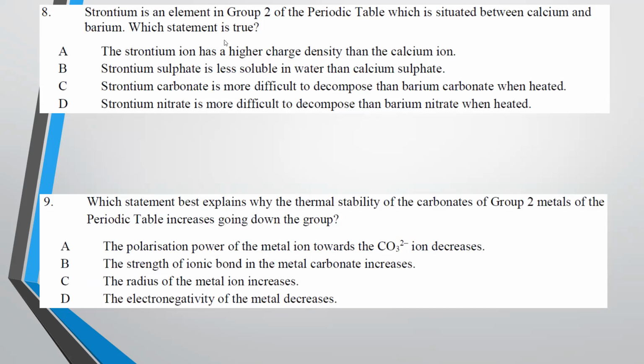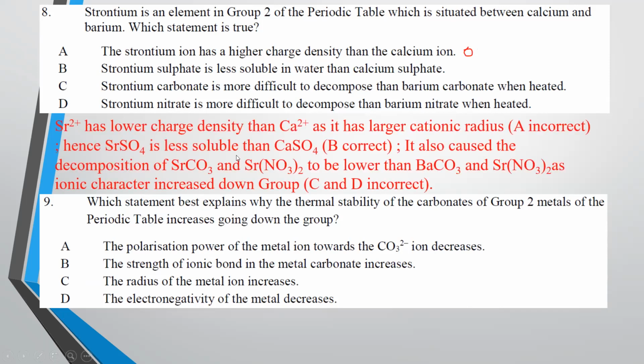A, strontium ion has a higher charge density than calcium, which is incorrect because strontium has a larger radius, therefore charge density is supposed to be lower. Number 2, strontium sulfate is less soluble in water compared to calcium sulfate, which is correct because solubility decreases. So number 2 is correct.